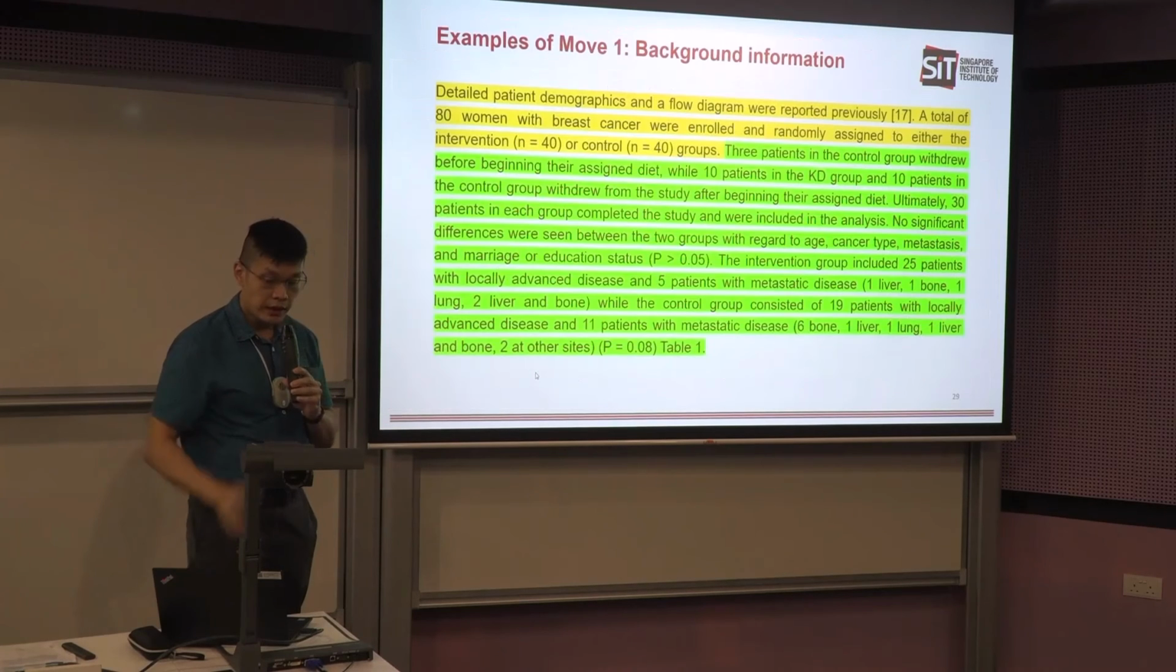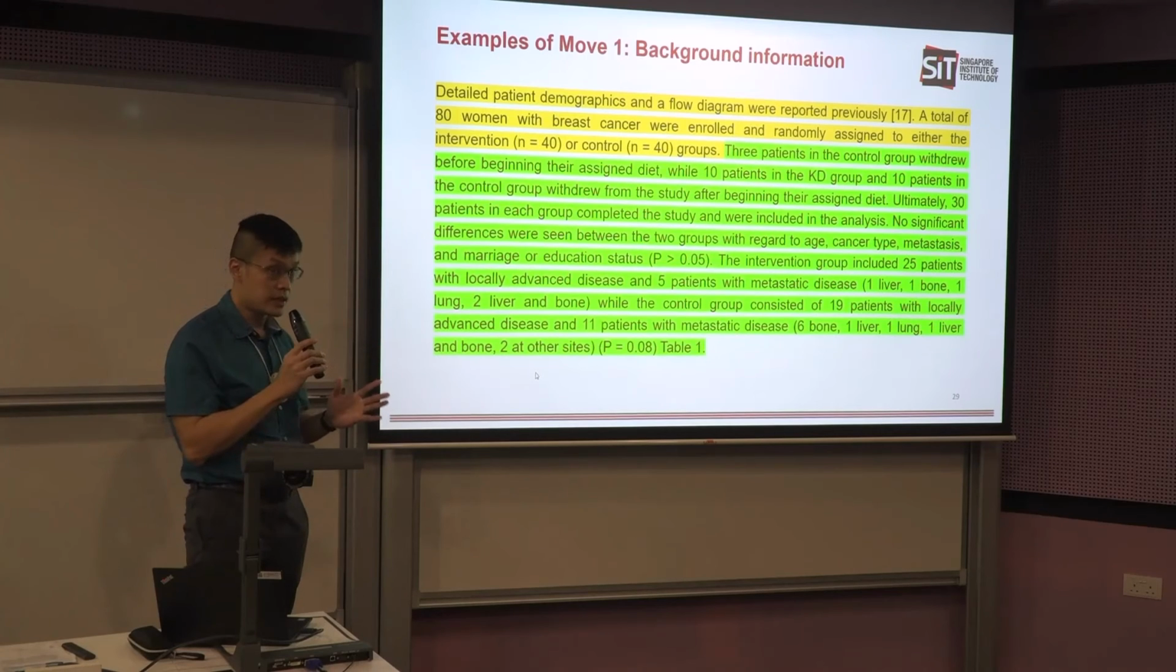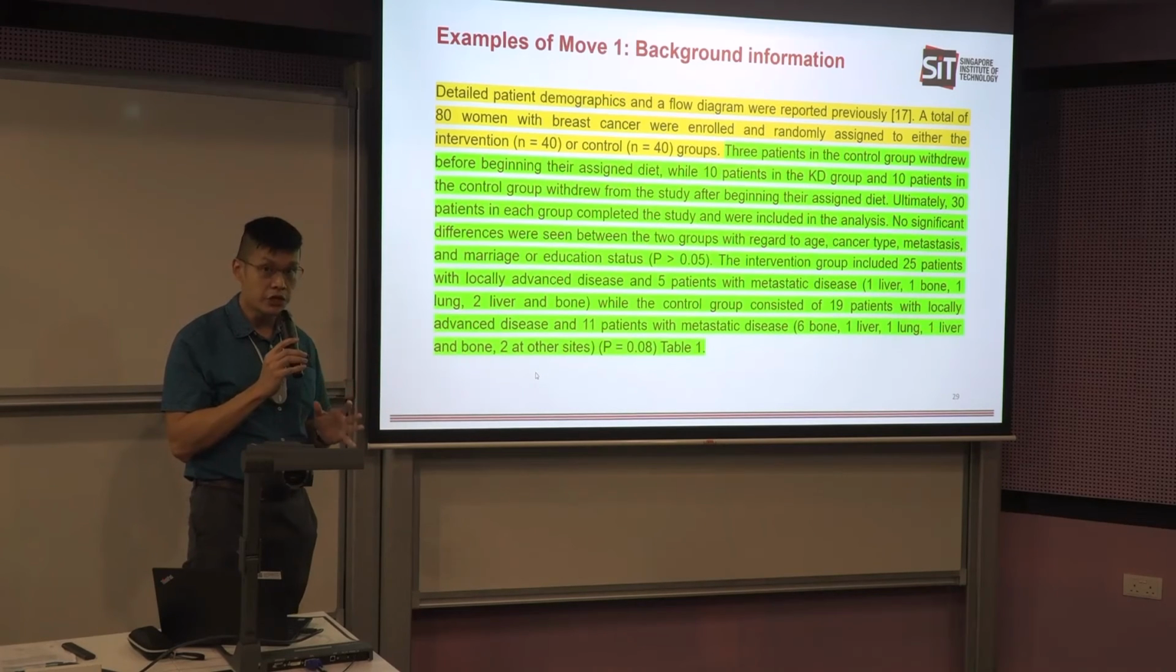I just want to go quickly to move one, background information. What I have highlighted in yellow is information that's reiterated. This information was already presented in the methods section, but sometimes the authors would choose to reiterate it because of the significance in contextualizing the results.